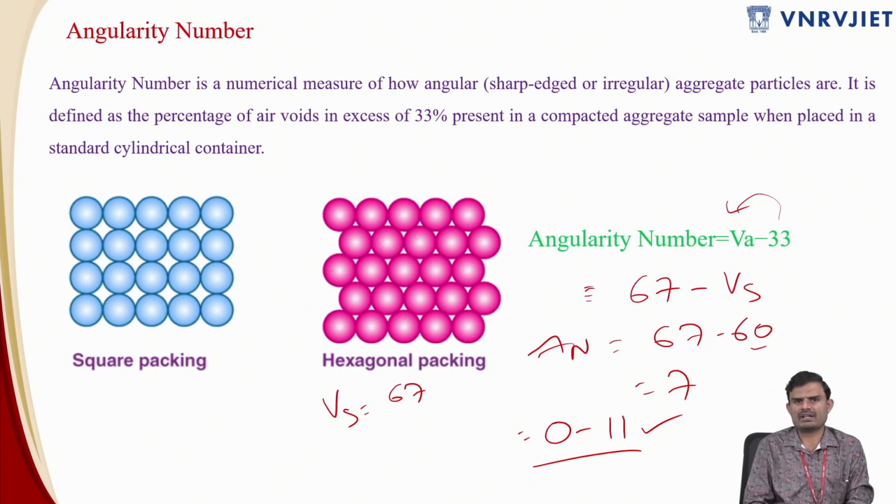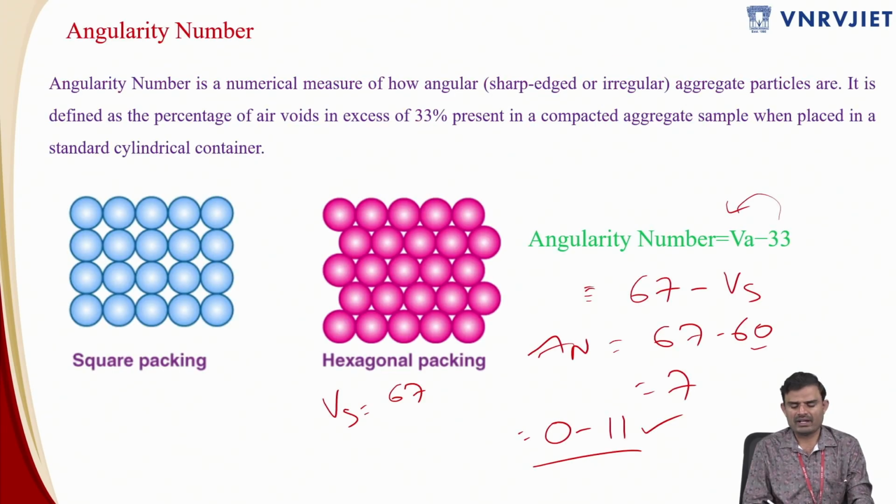Why? Because of the introduction of flaky and elongated particles, because of their orientation, they are going to occupy more space and will not lead to a dense compaction state. Because of this you are going to have a higher amount of air voids, and because of this your angularity number will increase drastically. So this test can also be an important test before conducting the flakiness or elongation tests. Both are interconnected. If you have an estimate of the angularity number, you can understand the approximate value of the flakiness and elongation indexes.